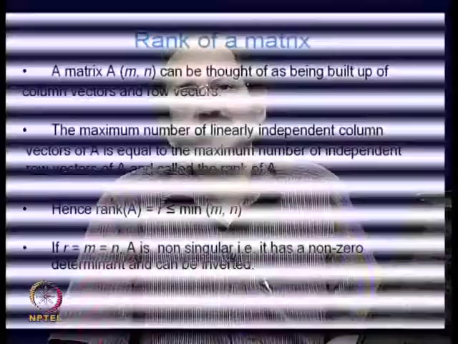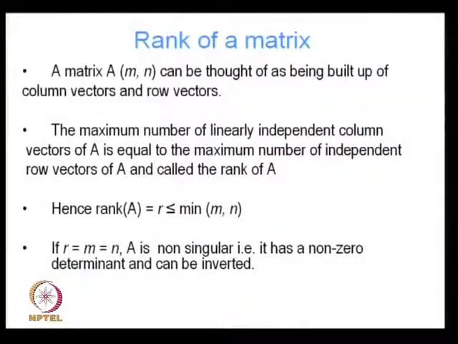Next, we want to talk about the rank of a matrix. The rank of a matrix A is said to be R if R is the maximum number of linearly independent column vectors or row vectors of A. Basically, the maximum number of linearly independent column vectors of A is always equal to the maximum number of independent row vectors of A. The rank of A therefore must be less than or equal to the smaller of m and n, where m is the number of rows in A and n is the number of columns in A.